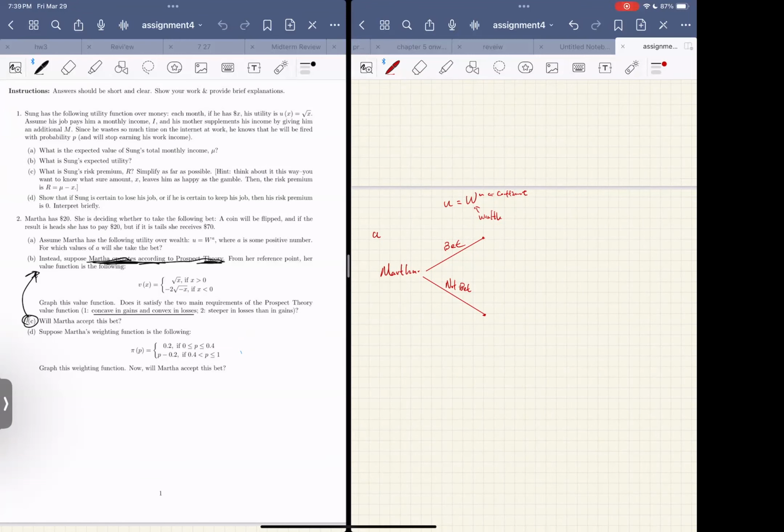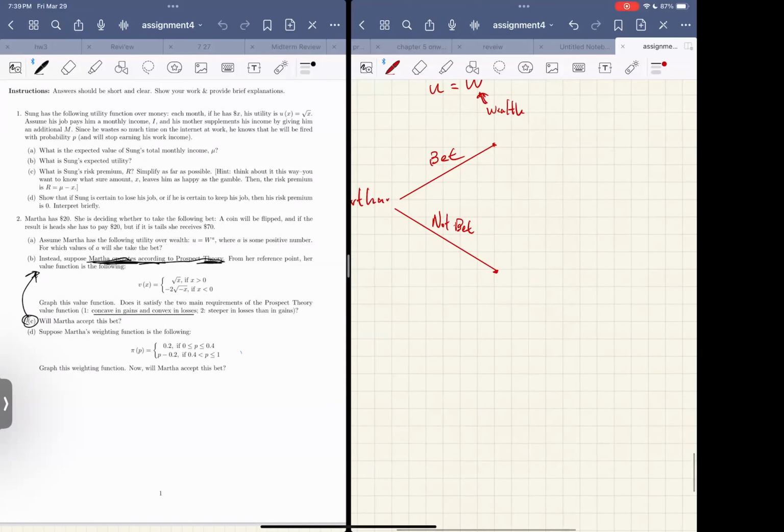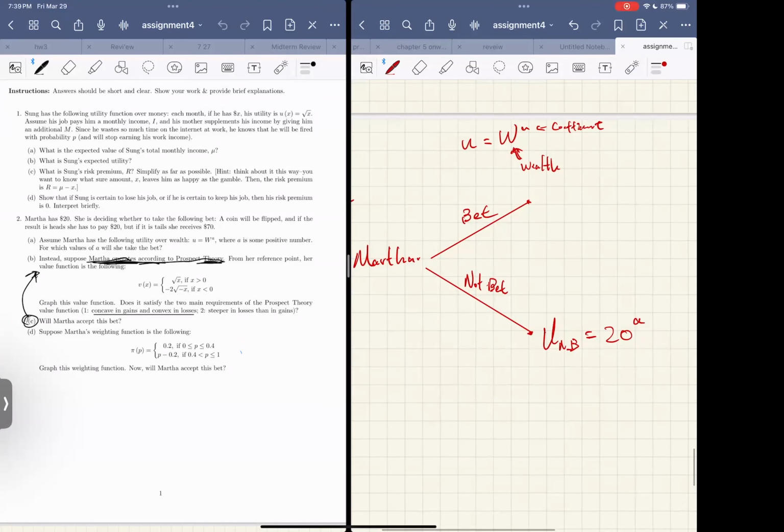No, right? Okay, so she has $20. Wealth is how much money she has. So if you don't bet, whatever outcome is $20 to the alpha. So U of not bet is equal to that. And what about your utility of bet?